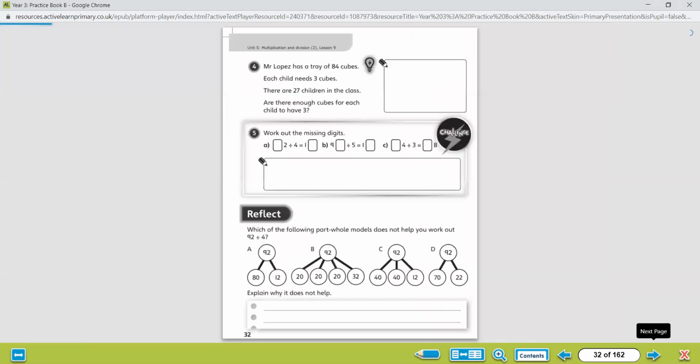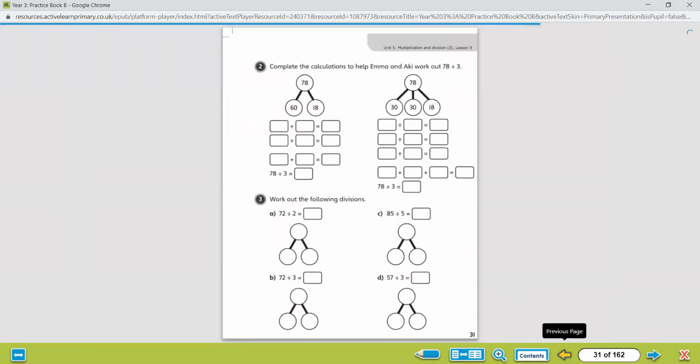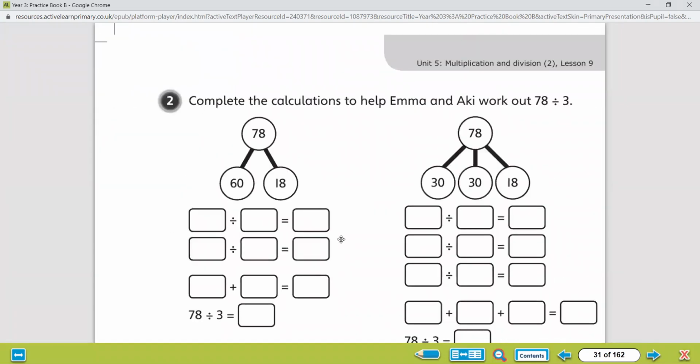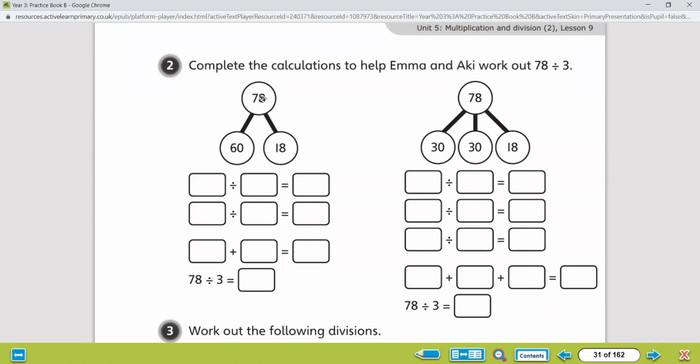Next section of learning. Okay. So I'm going to have a go at this question in 2, and then I'm going to ask you to have a go at that one. So 78 divided by 3, and there are 2 ways here of doing it. In this first way, 78's been divided into 60 and 18, and in this other way, it's been partitioned into 30, 30 and 18. So I'll do this one first.